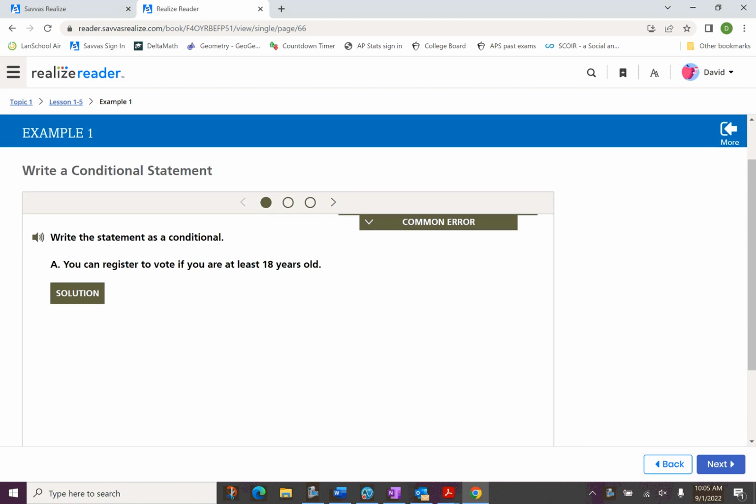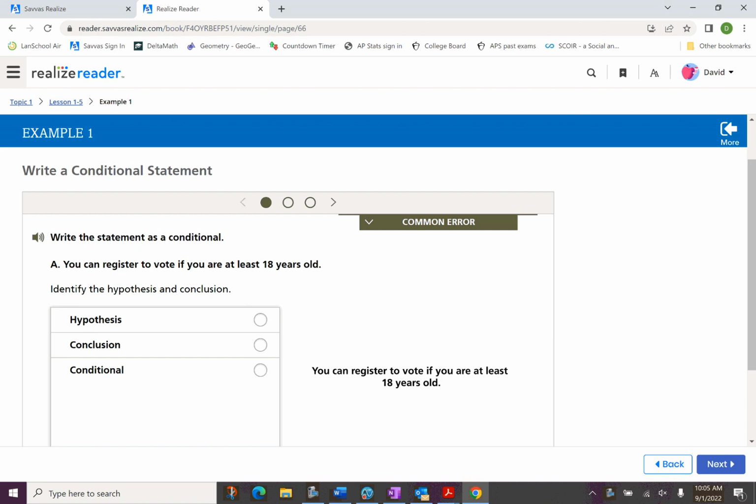You can register to vote if you are at least 18 years old. Now that's not in strict conditional form. Usually with conditional statements, we start with the word if. We don't have it in the middle of the sentence. So again, let's distinguish here in that sentence: you can register to vote if you are at least 18 years old. The hypothesis part of that is at the end: you are at least 18 years old. That's the hypothesis. If we can meet that, then we can move on to the conclusion part.